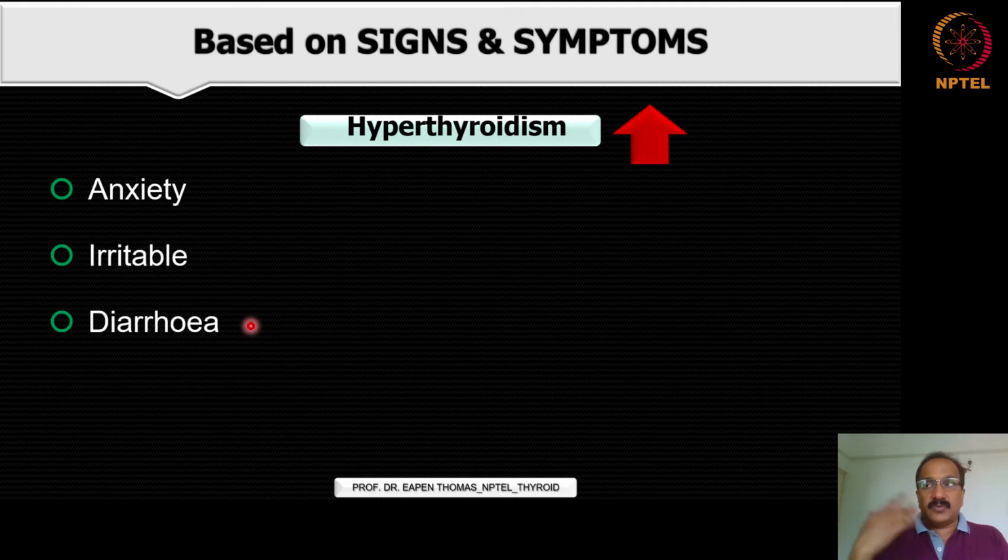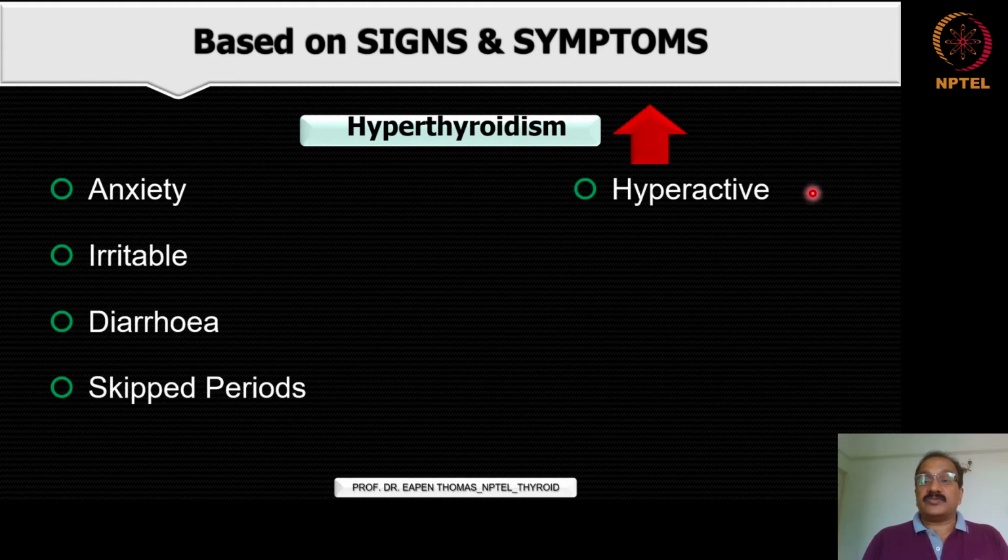Diarrhea, because I've told you in hypothyroidism there is decreased gastric motility, but in hyperthyroidism there's increased gastric motility, and that is the cause of the diarrhea. Skipped periods, again associated with other hormonal imbalances. They always tend to be more hyperactive, because their sympathetic activity is always high, and these hormones are always stimulatory to the heart, keeping them in a vigilant state, more hyper than a normal individual.